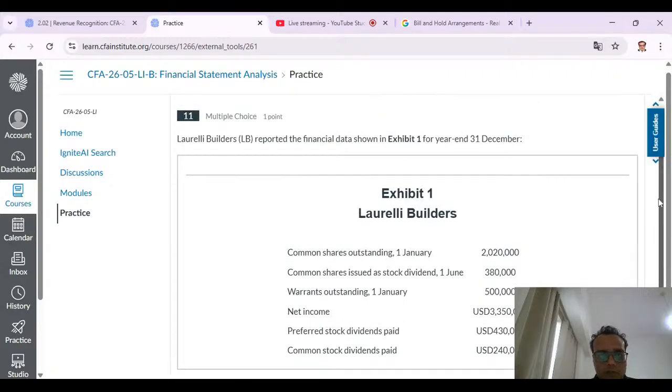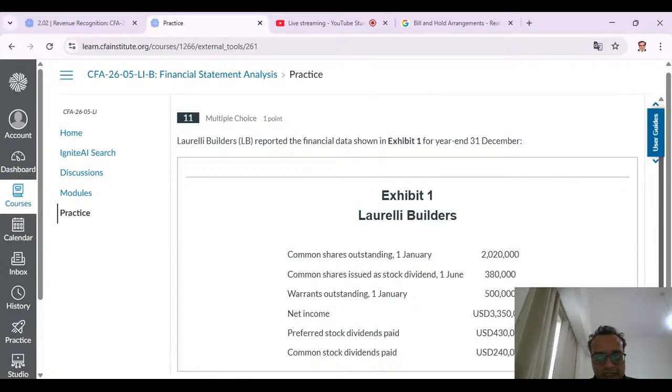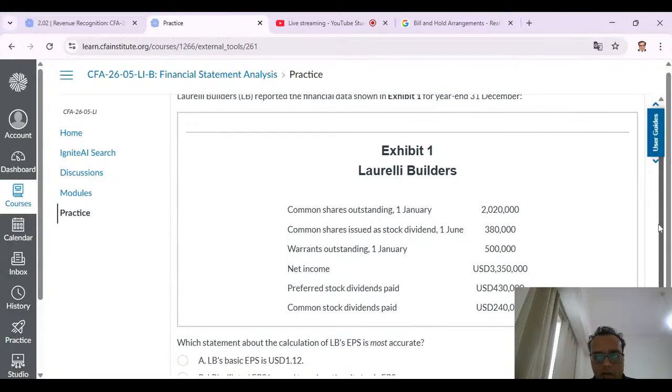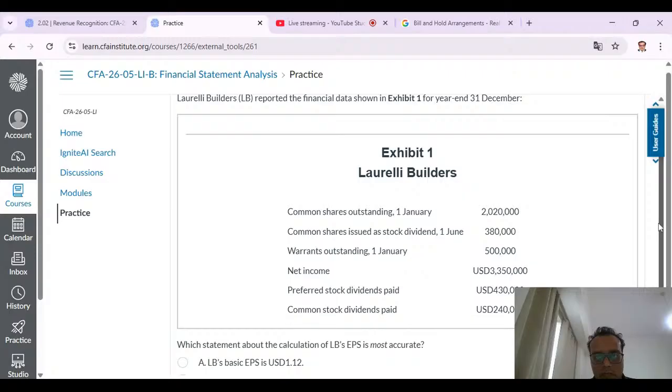Now, financial data shown in Exhibit 1. Company's shares outstanding as on 1st January are 22.02. Okay, shares issued as stock dividend. Common shares issued as stock dividend is 380,000. Warrants outstanding as on 1st January is equals to 500,000.